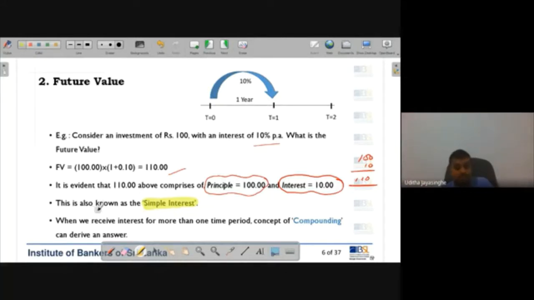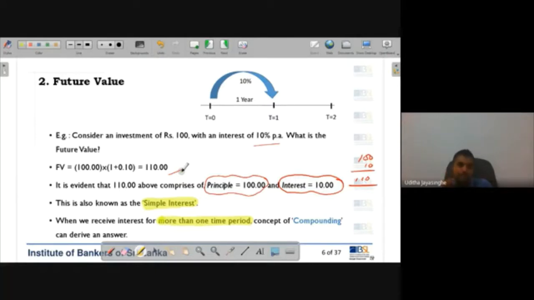And what is going to happen to the next portion of interest? Is it always going to come from this 100? No. Now, instead of 100, you have 110. You have 10 rupees also. So when we receive interest for more than one time period, and in this example we define the time period as 1 year, it could be a month, it could be a week, but here the interest period is 1 year.